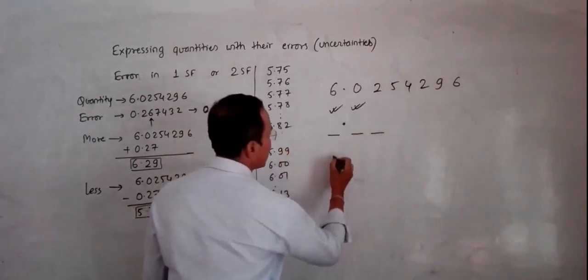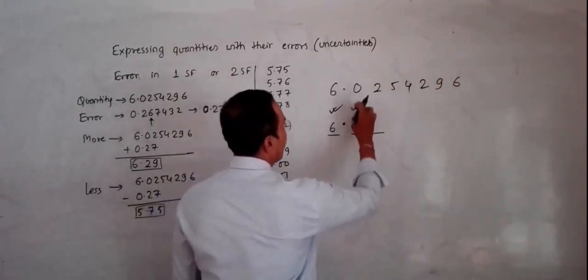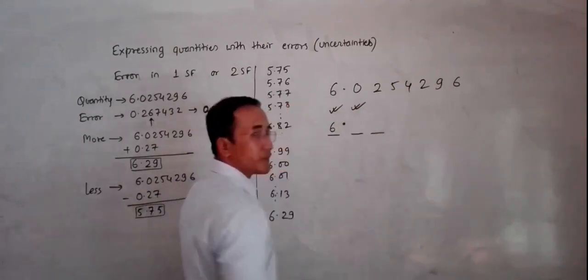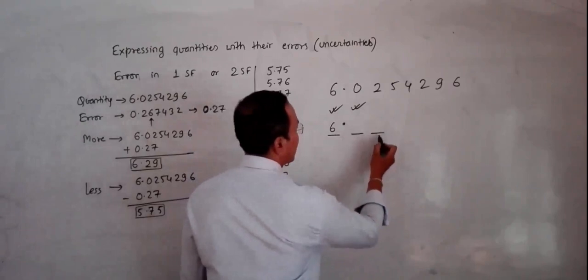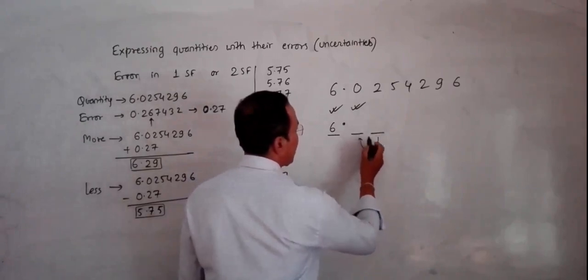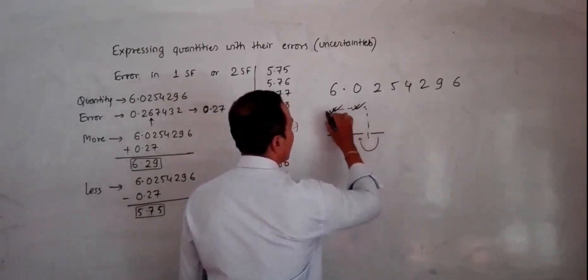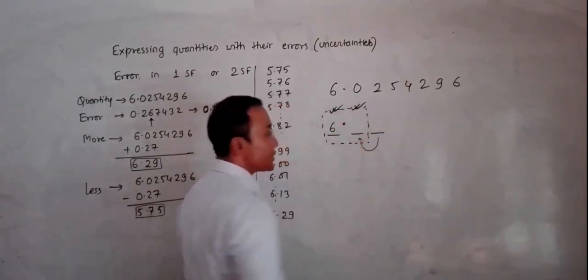I can write this, pass. I can write this also will pass, but I cannot write this. So that means I have to round off everything here. I have to round up everything here. I can write only up to this quantity. I can write only up to this quantity.